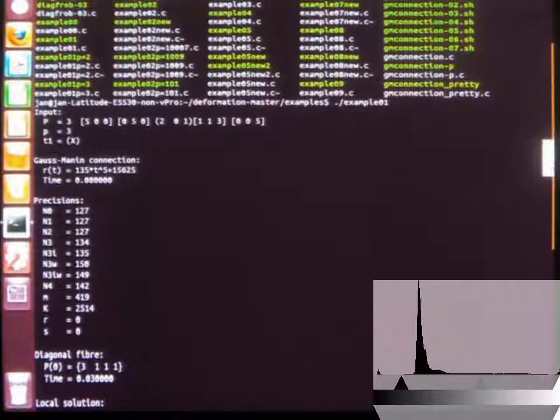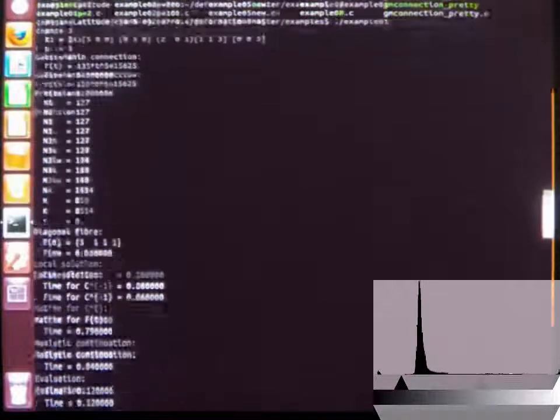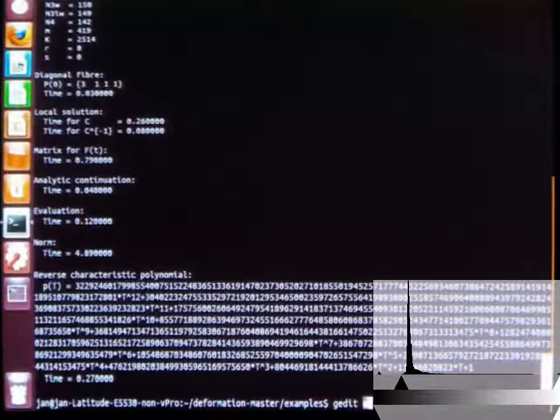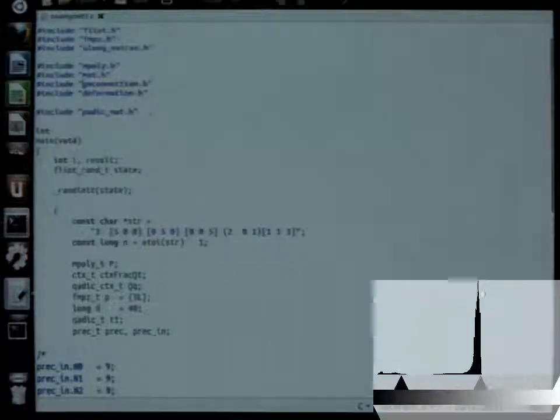And now we've computed something over an extension field. I'm not sure which one actually. So I can take a look here. Let's see, this is not mentioned in the output I think, it's no problem.